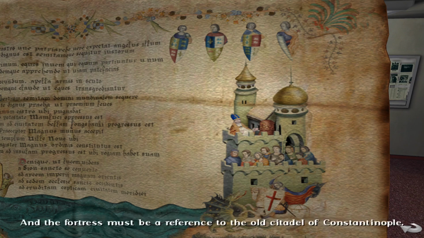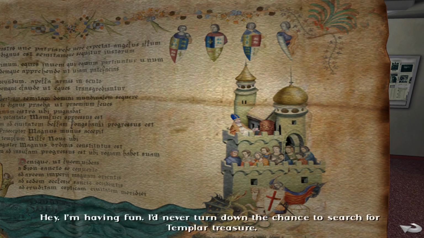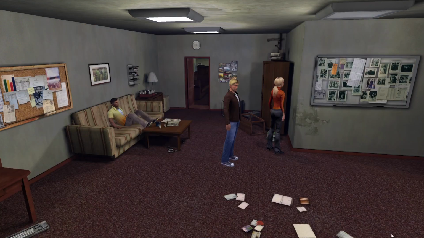Right. And the fortress must be a reference to the old citadel of Constantinople. George, that's amazing. Does it still exist? I don't know, but I bet someone in Istanbul would. George, you are brilliant. Thank you so much for helping me. Hey, I'm having fun. I'd never turn down the chance to search for Templar treasure. There's still something funny going on here, isn't there?